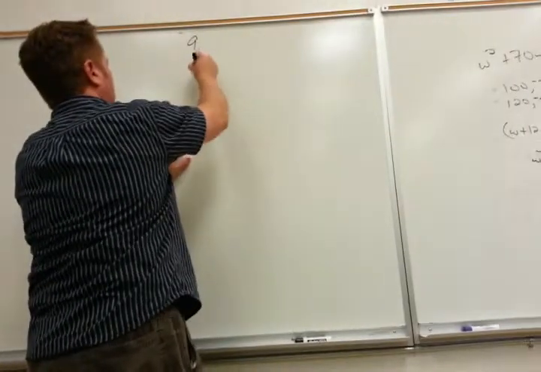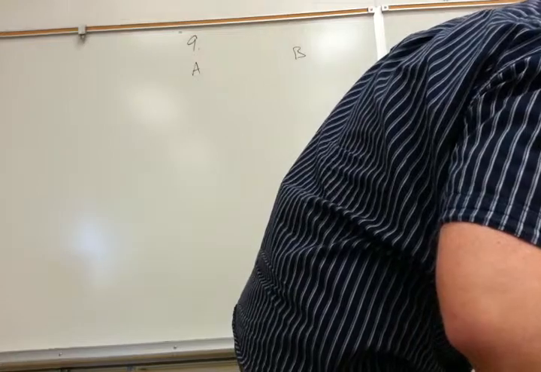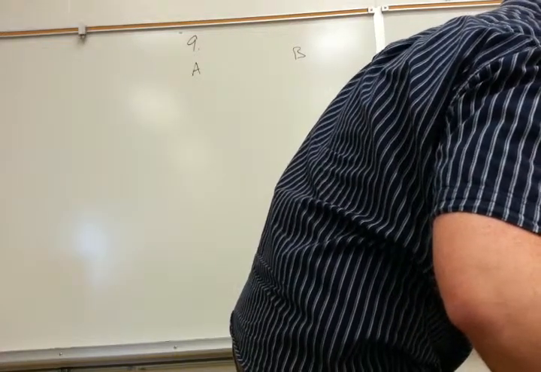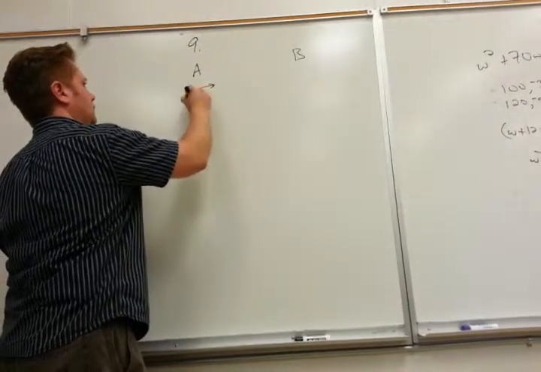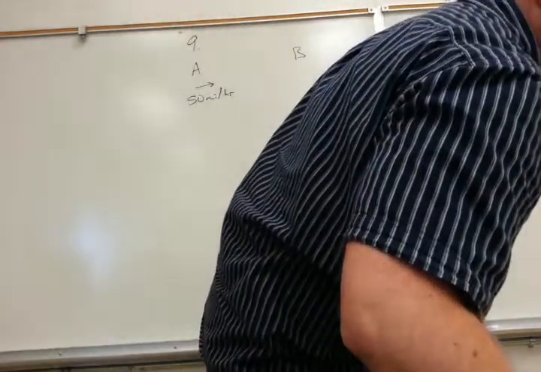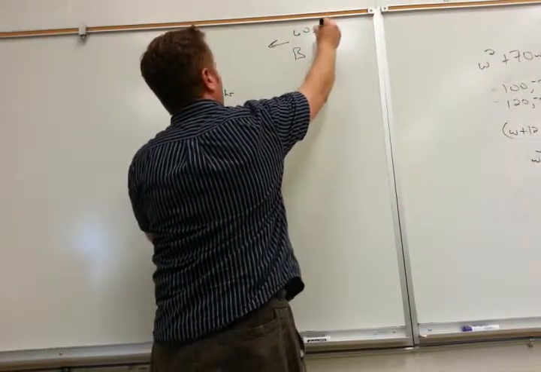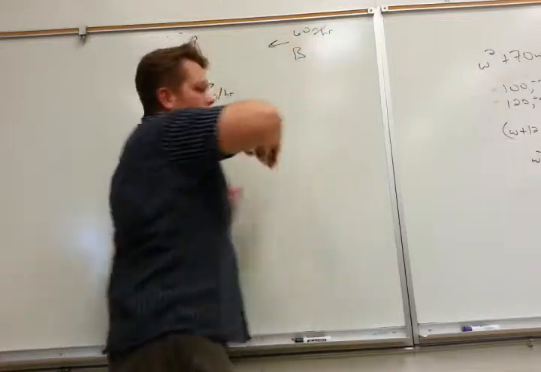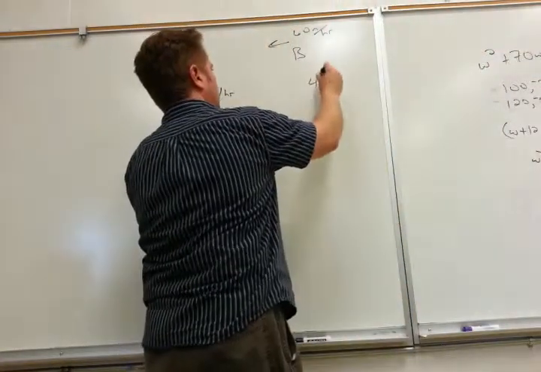All right. So 9, Mary. Mary drove from Amity to Belleville at a speed of 50 miles an hour. On the way back, she drove 60 miles an hour. The total trip took 4 2/5 hours.